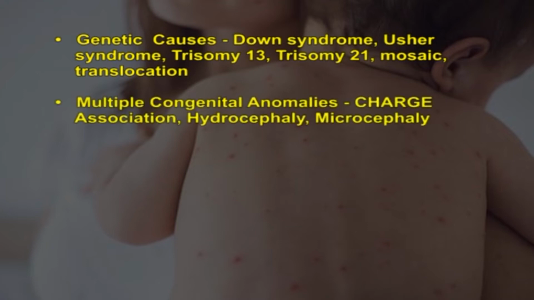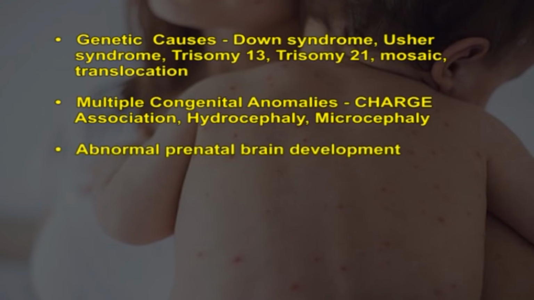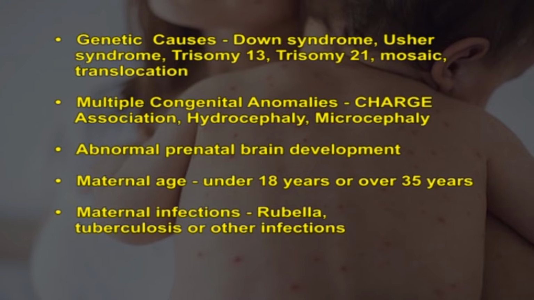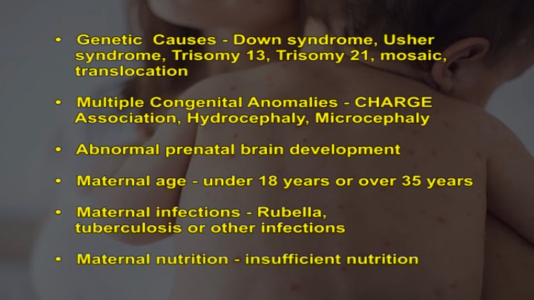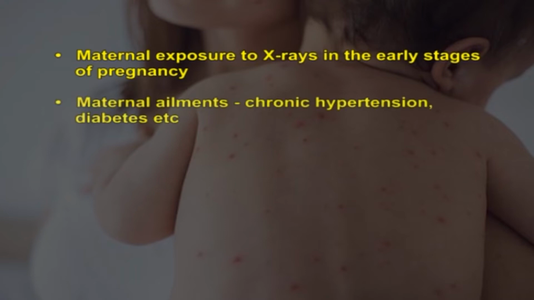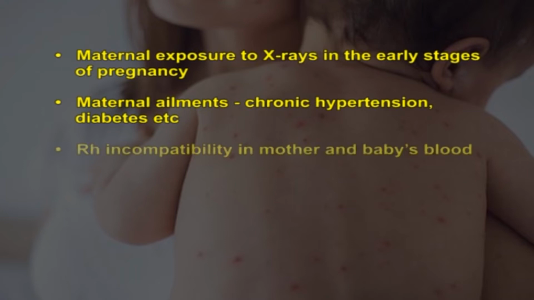Multiple congenital anomalies, that is CHARGE association, hydrocephaly, microcephaly. Abnormal prenatal brain development. Maternal age, that is under 18 years or over 35 years. Maternal infections, that is rubella, tuberculosis or other infections. Maternal nutrition, that is insufficient nutrition. Maternal exposure to X-rays in the early stages of pregnancy. Maternal ailments, that is chronic hypertension, diabetes, Rh incompatibility in mother and baby's blood.